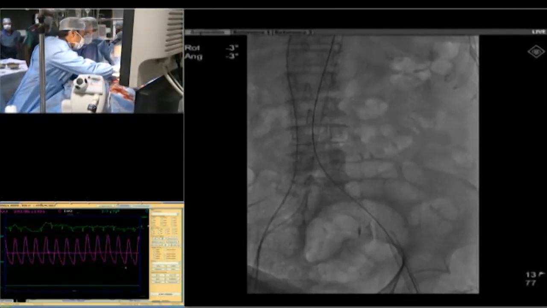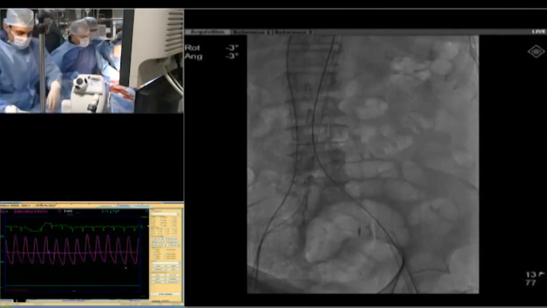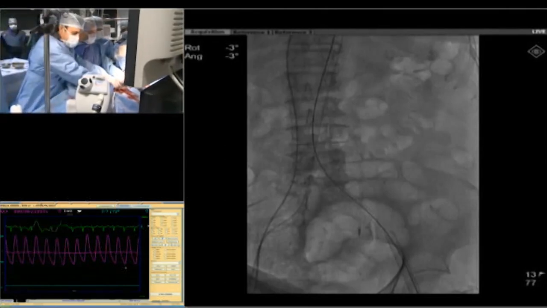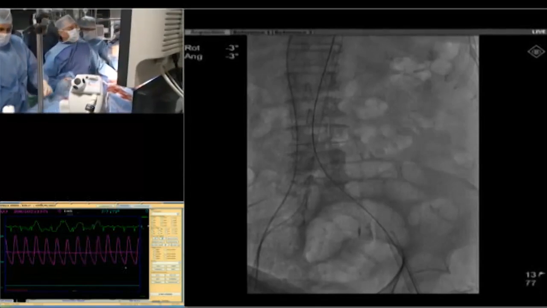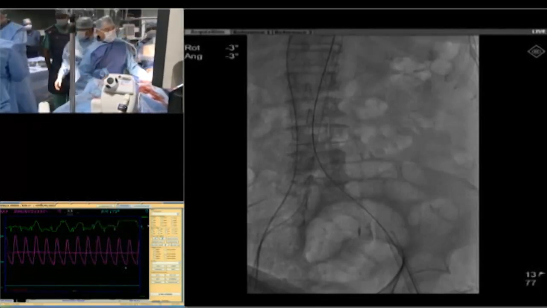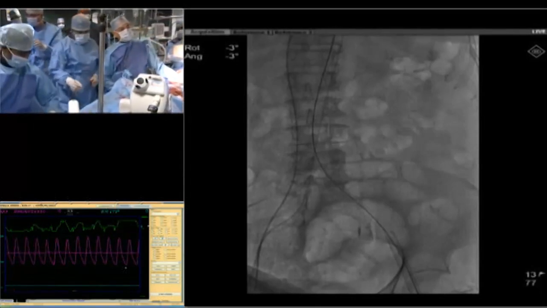So this is because, you know, the Python sheath, 14 French sheath, which I talked about. So we are okay now at the lower end. We just have to push the valve now. Place. Let's do a fluoro. So now we again have to confirm two things.